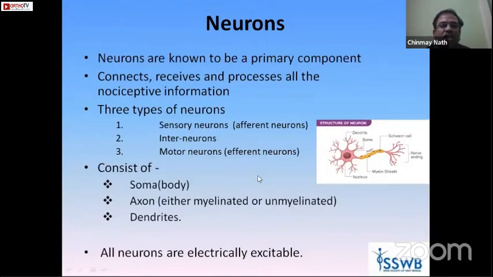Neurons are known as the primary component of the nervous system. They connect, receive and process all the nociceptive information. There are three types of neurons: sensory neuron, interneuron and motor neuron. A neuron consists of a body called the soma, and an axon, either myelinated or non-myelinated. This is the body, this is the axon, and these are the dendrites. All neurons are electrically excitable.